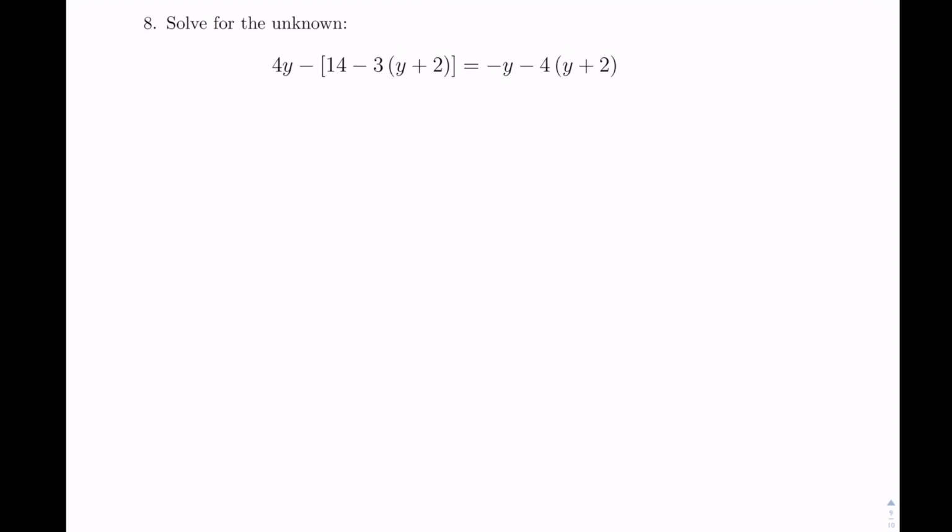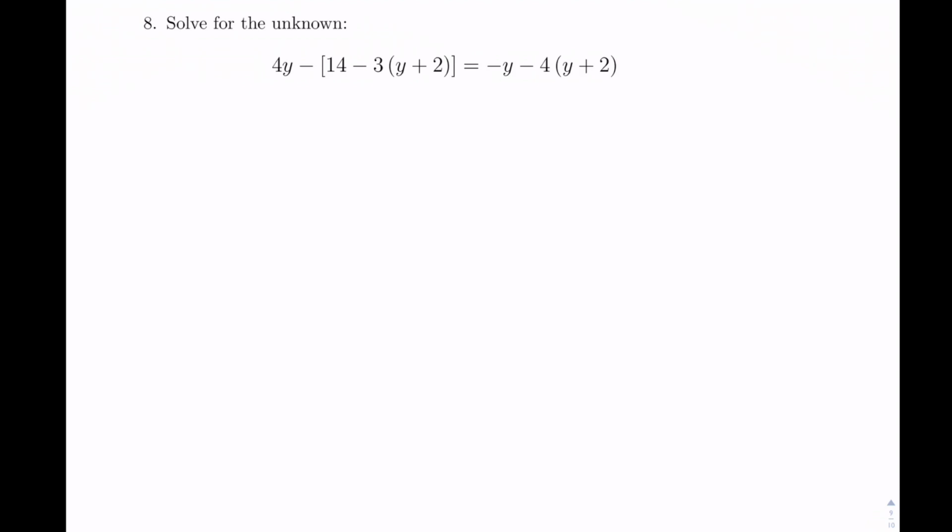Question 8. So we're solving for the unknown. In this case, the unknown is y. Okay, so let's first simplify both the left-hand side and the right-hand side as much as we can.